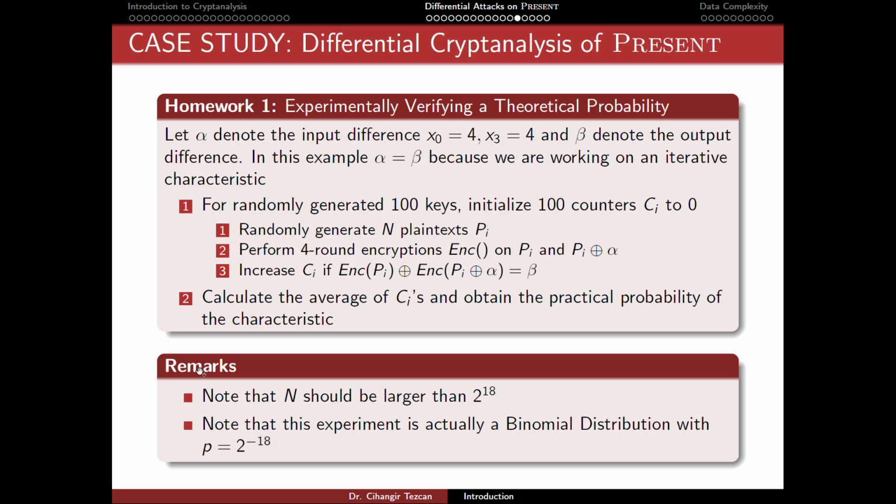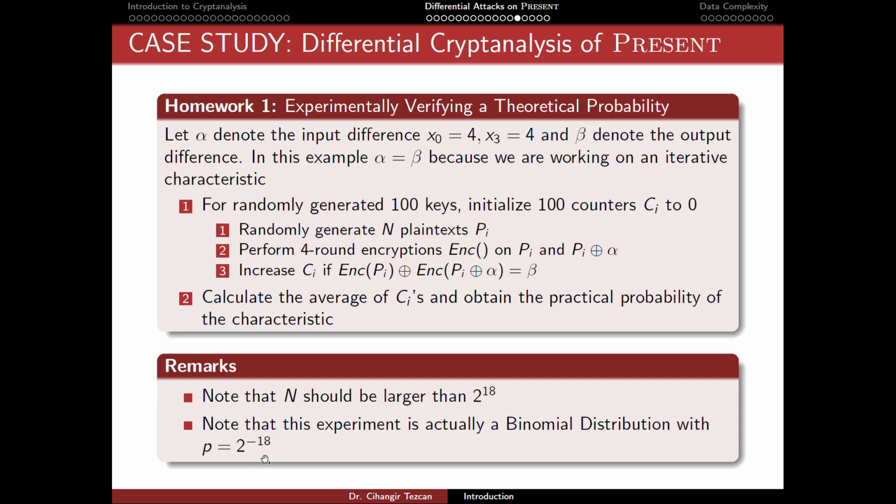So once you perform the experiment, you have the expected value E, which in this scenario is the experimentally observed value. You also have n because you choose it. Your equation has 3 parameters: E equals n times P. You know E, which is the average of the C_i's, and you know n because you chose it. So from there you can obtain the practical probability and see if it matches this one.